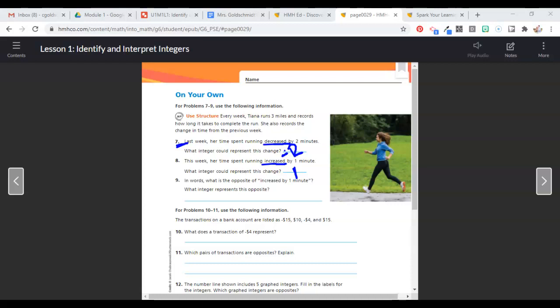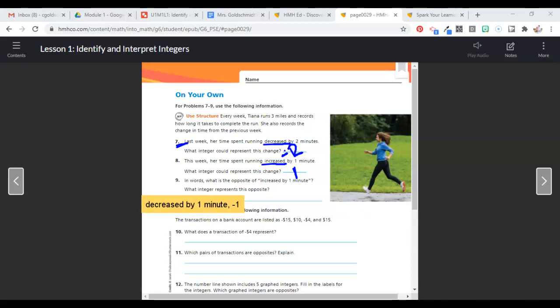Number 9, in other words, what is the opposite of increased by 1 minute? So the opposite of increased by 1 minute would be decreased by 1 minute. And they're also asking what integer represents this opposite. The integer that represents the opposite is negative 1, because when we're decreasing, that's taking it away.